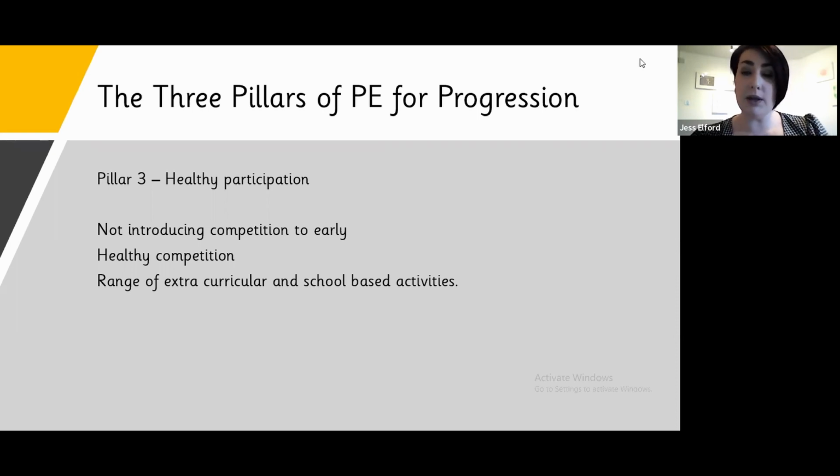Okay, we can all think of children within our settings, within our classrooms, those children that are not very confident in PE, and if you gave them the opportunity, actually they would want to shrink into the background and not join in. We need to, wherever possible, avoid that and ensure that these children are embracing the PE curriculum and embracing that participation for sport and healthy activity.